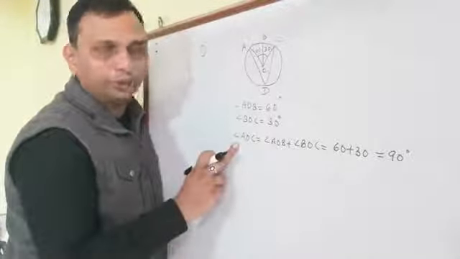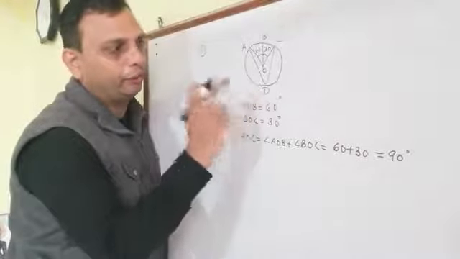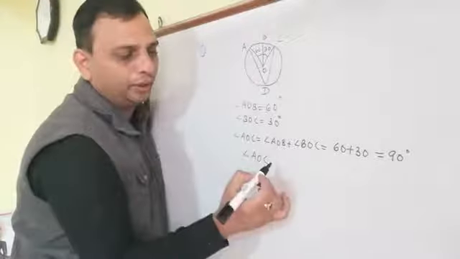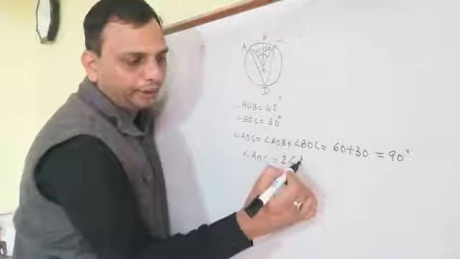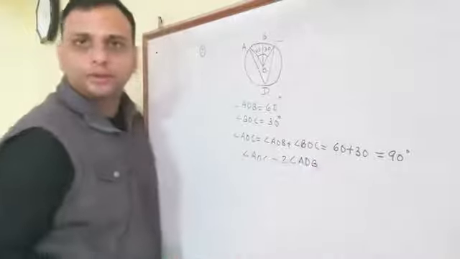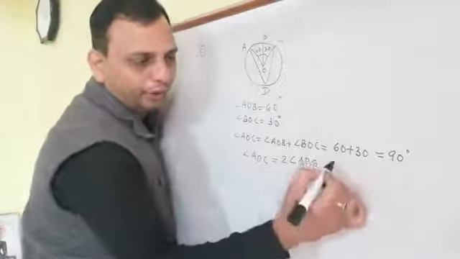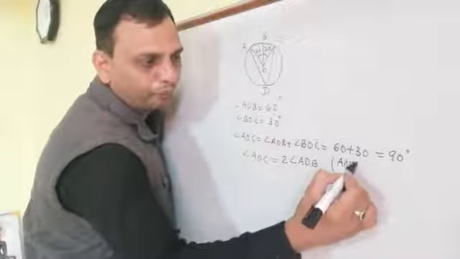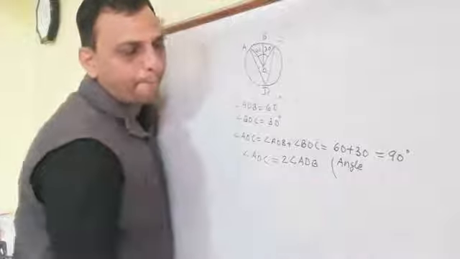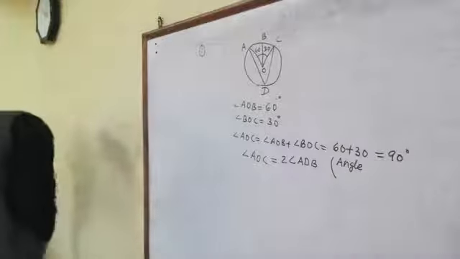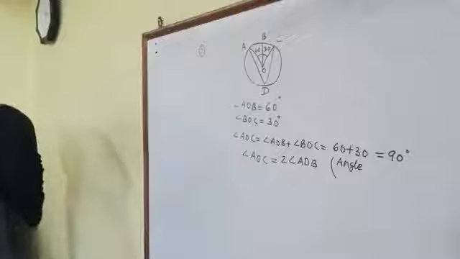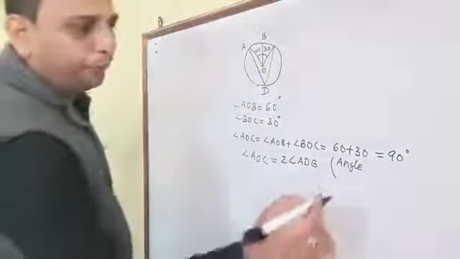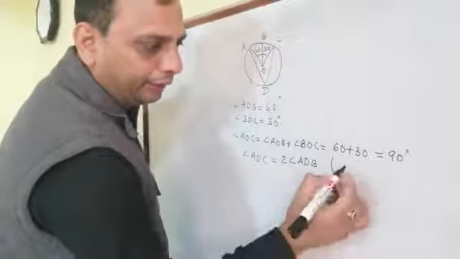Now this is the value of AOC, but we have to find the value of ADB. So we studied this theorem: the angle formed at the center is double the angle formed in the remaining part of the circle. This is the theorem whose statement you have to write, theorem 10.8. The angle formed by the arc at the center is double the angle formed in the remaining part of the circle. That statement of 10.8 you can write from the book.